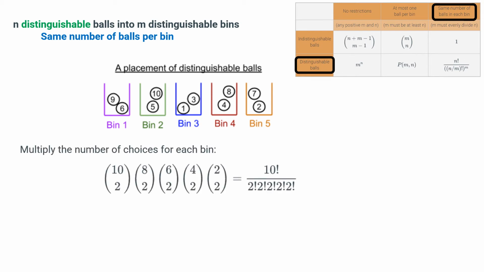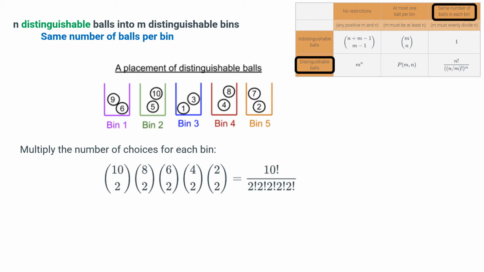So let's say that we do have 10 balls and 5 bins. Well, think about this. I know that only 2 balls are going to be allowed in each bin because we have to have the same number of balls in each bin. So let's start by choosing which balls we are going to put in bin 1. Well, there's 10 balls to choose from, and I'm going to choose 2.